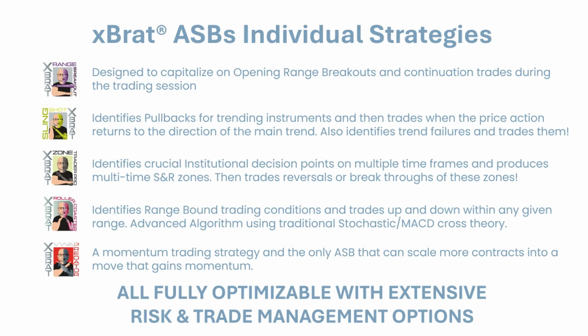The Zone Trader Pro identifies crucial institutional decision points on multiple time frames and produces multiple time frame support and resistance zones, then trades reversals or breakthroughs of these zones. The xBrat Roller Coaster identifies range-bound trading conditions and trades up and down within any given range. It uses an advanced algorithm with traditional stochastic MACD cross theory. The VWAP Predator is a momentum trading strategy and the only ASB that can scale more contracts into a move that gains momentum. These are all fully optimizable with extensive risk and trade management options.